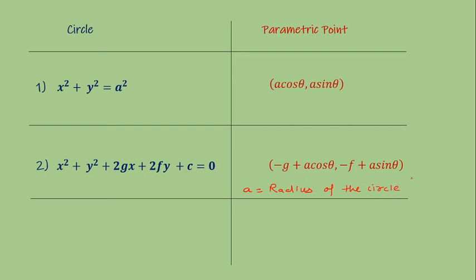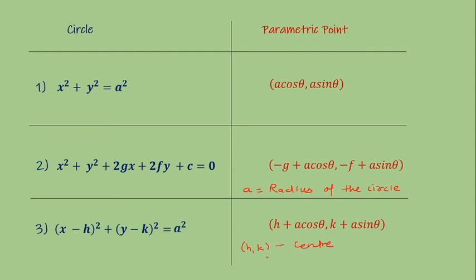Now, how to find the radius of the circle? I hope you remember the radius can be obtained with the help of the formula root of g square plus f square minus c. By the way, one more possibility is there. If the circle's equation is given in center radius form, that is x minus h the whole square plus y minus k the whole square is equal to a square, in that case, the parametric point can be written as h plus a cos theta, k plus a sin theta, where h comma k is the center of the circle and a is the radius of the circle.